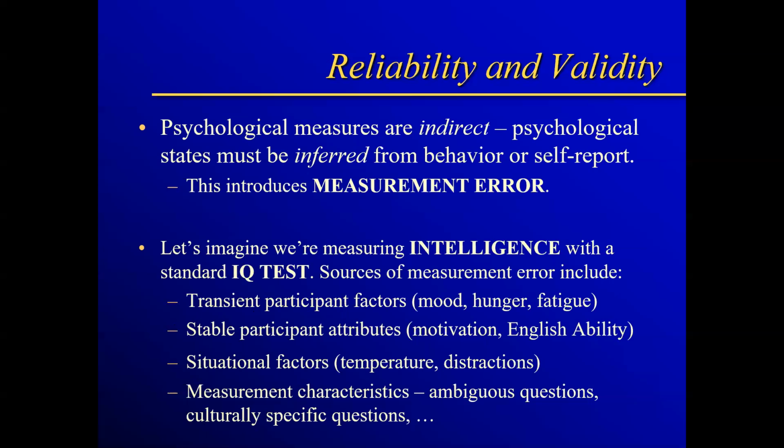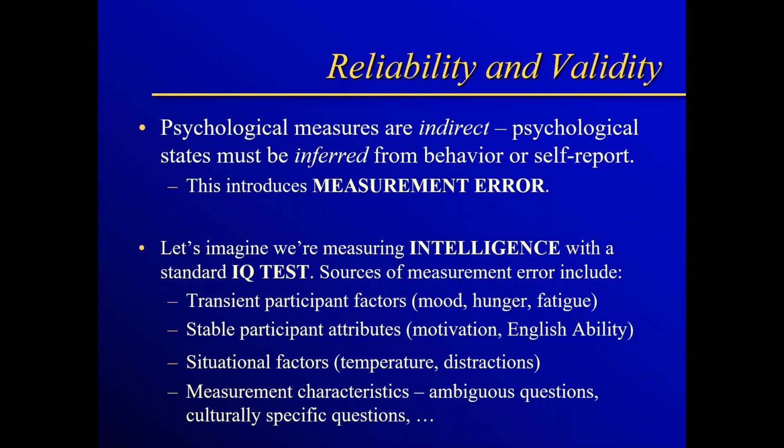So these are things that are, my definition is, not stable, things like mood, hunger, or fatigue. So let's say you were taking a test, an IQ test, it doesn't matter, any test, but we'll stick with intelligence. You come in angry. You're probably not going to do as well as if you came in happy. Or let's say you were hungry. You're probably not going to perform as well on an IQ test if you're hungry or tired. So transient participant factors are things that can influence your score on an intelligence test that are not related to intelligence.